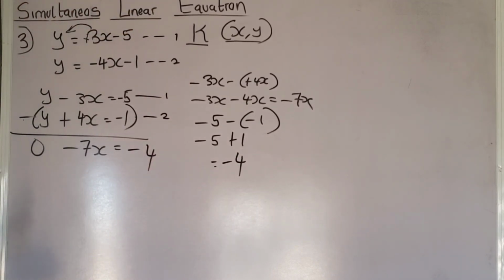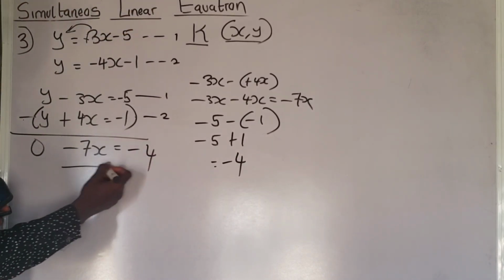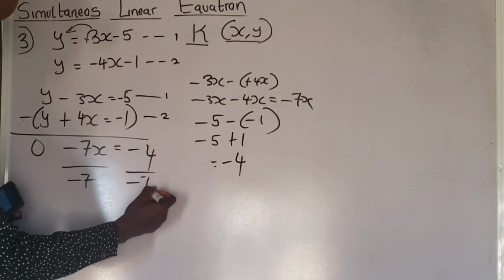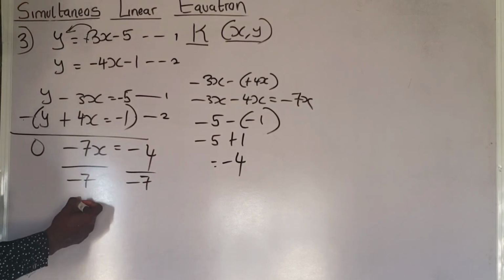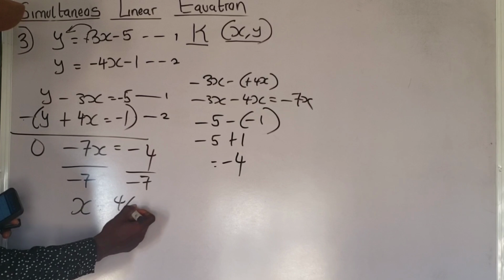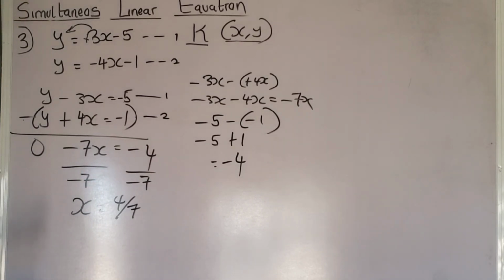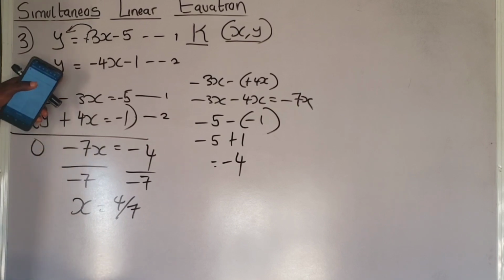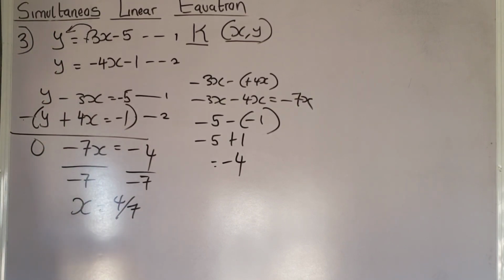To get the value of x, we have to divide both sides by negative 7. So x equals 4 over 7. That is the value of x. Now, we've gotten the value of x. How do we get the value of y? Don't forget that from equation 2 or equation 1, we just have to substitute the value of x into any of these equations.